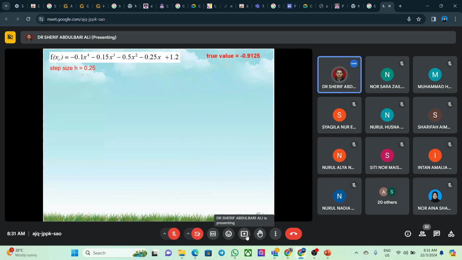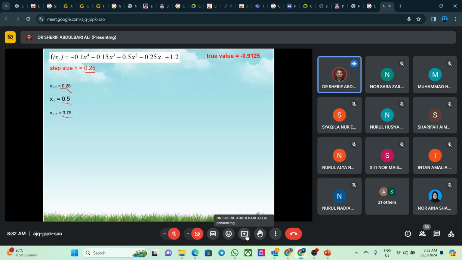Now the step size is 0.25. Of course, we are starting from the same initial value, 0.5. So when I go for the forward, 0.5 plus 0.25, this means for the forward, it's going to be 0.75. If we go for the backward, 0.5 minus 0.25, so it's 0.25 for the backward.